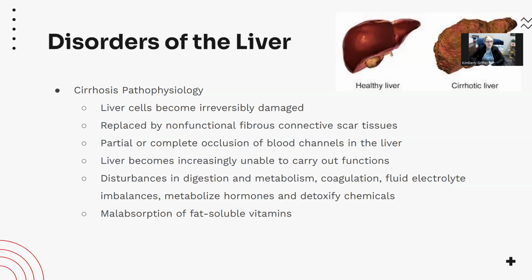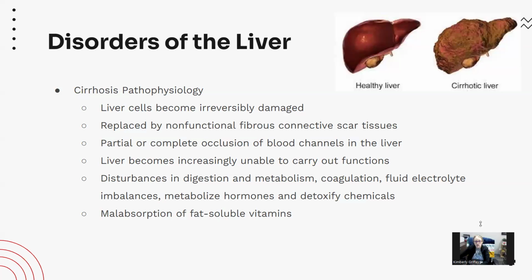Then you have a disturbance in digestion, metabolism, coagulation, and fluid and electrolyte imbalances. You have the inability to metabolize hormones and detoxify chemicals. And you also have the malabsorption of fat-soluble vitamins. So you can see on this picture, you have that healthy liver, and then you have a liver that's been cirrhosed.